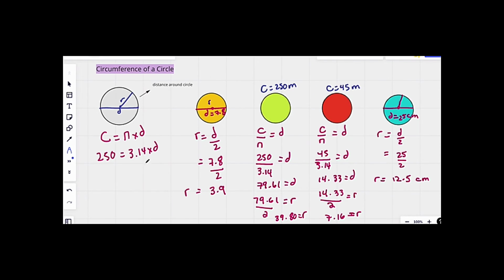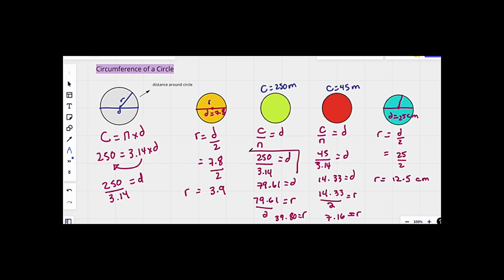We don't know what D is. So in order to find out what D is, we need to move everything to the other side of the equal sign and leave D by itself. And in order to move everything to the other side, we have to do the opposite of what's happening right now. Right now the 3.14 is multiplied against the diameter. So to do the opposite, this 3.14 has to divide, and it's going to divide into the 250. So this is going to equal the diameter. It's the same formula, 250 divided by 3.14, that we've got already here.